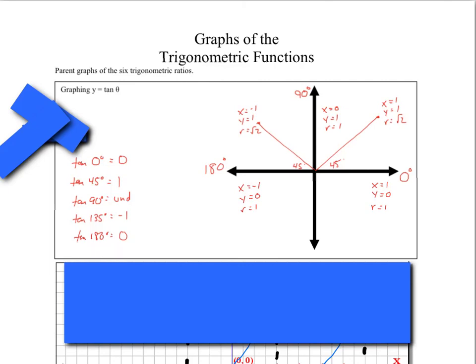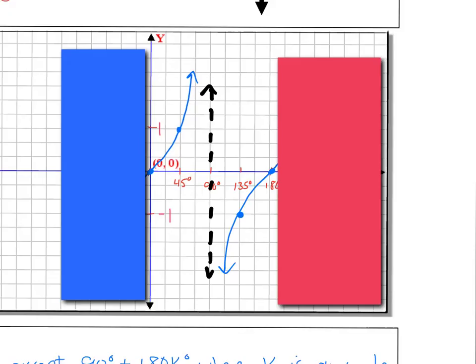And then tangent of 180, which is over here, is going to be y over x. 0 divided by negative 1 is 0. Let me show you what this graph looks like now. So if I put those points on here, here's how this looks.